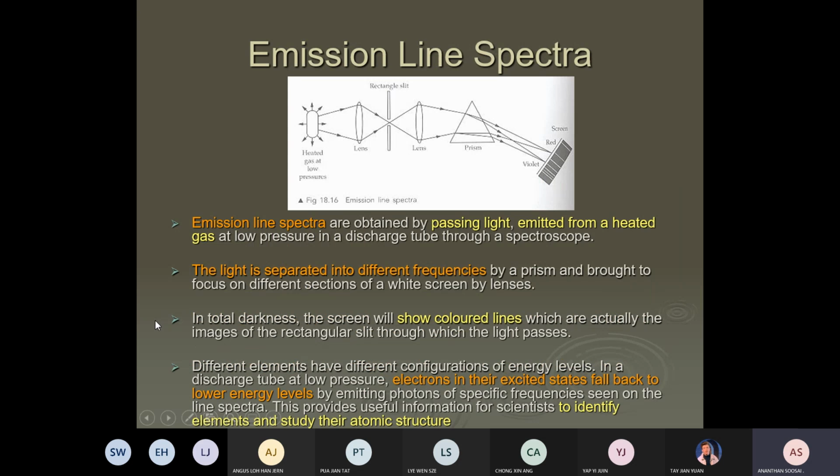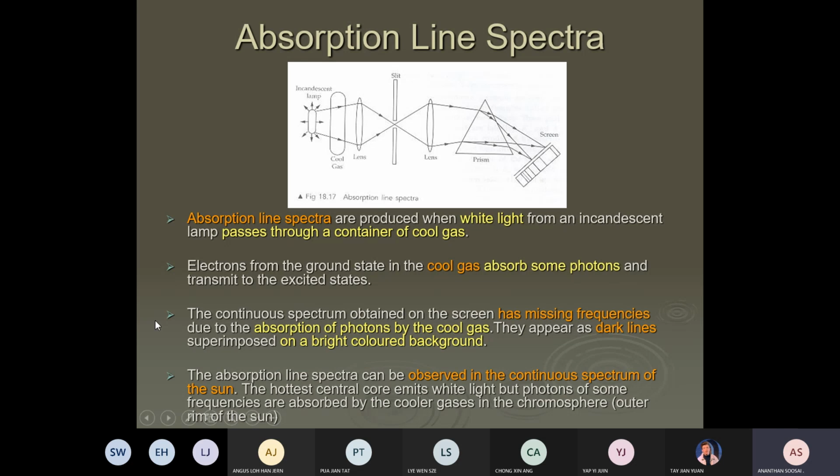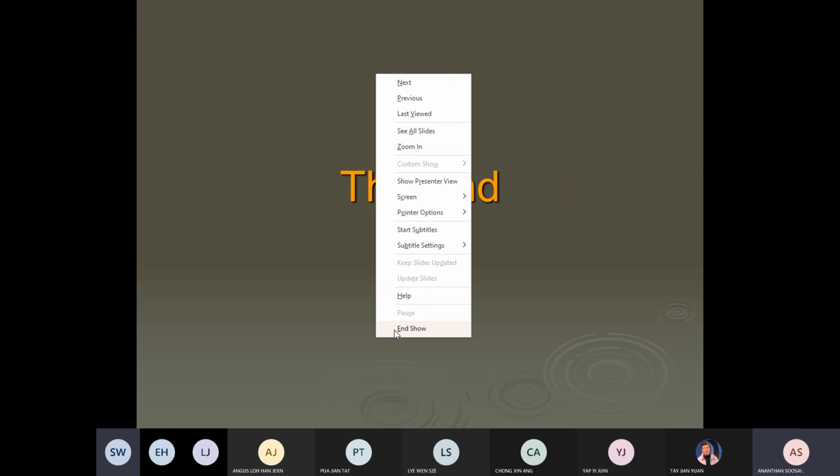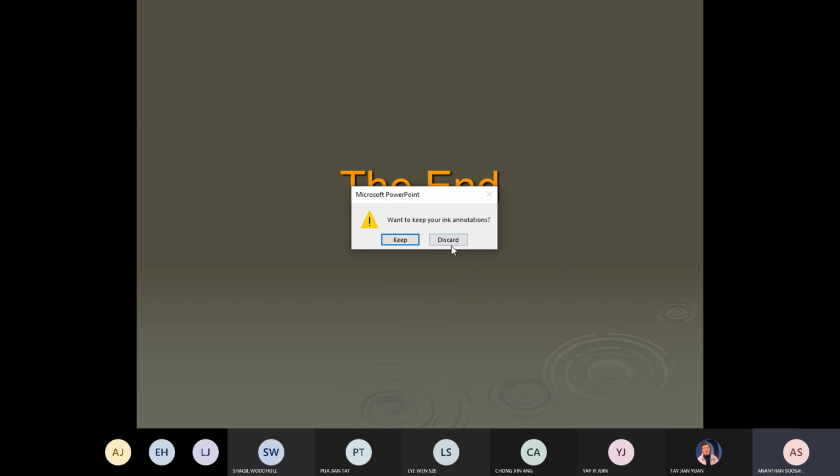Okay, so line spectra, emission spectra, absorption line spectra. Let us solve about this topic. Okay. So this is what quantum physics. Sir, can you explain the setup again?